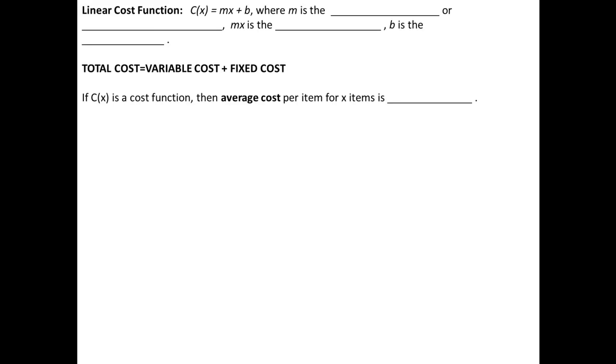So just to summarize linear cost functions, the cost is given by mx plus b, and the slope, the m, is what we might call the marginal cost, or this is sometimes known as the direct cost per item. It's the cost per item ignoring the fixed cost, which is what we call b. b is the fixed cost. m times x is sometimes known as the variable cost.